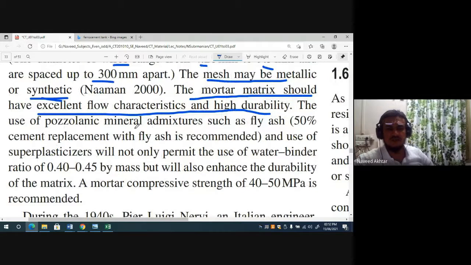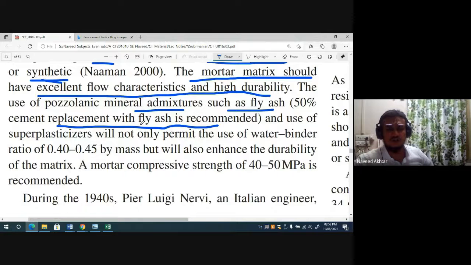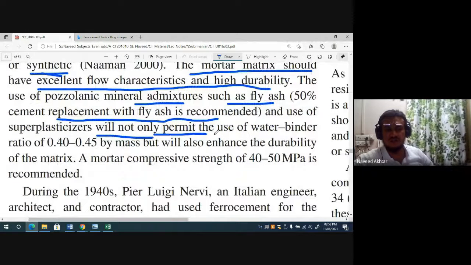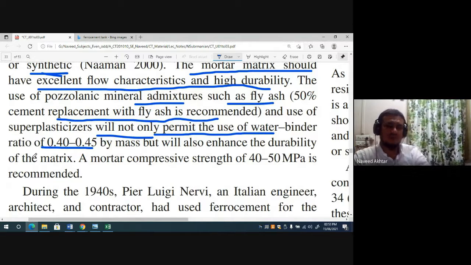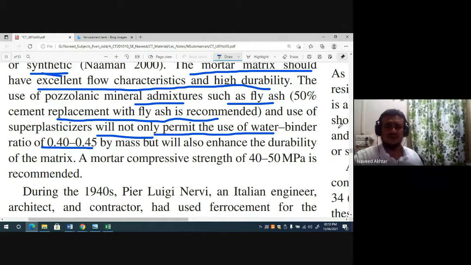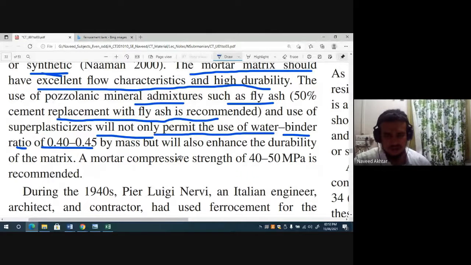The pozzolanic mineral admixtures such as fly ash, 50% cement replacement, can be recommended, and use of superplasticizer will not only permit the use of water binder ratio of 0.4 to 0.45. The water binder ratio then is 0.42. Why here water binder? Why not use the term water to cement ratio? Because water binder ratio includes fly ash. If we make very fine fly ash, then fly ash is also reactive. So that's why the water binder ratio is used here rather than water to cement ratio.